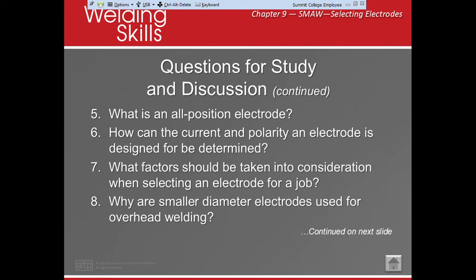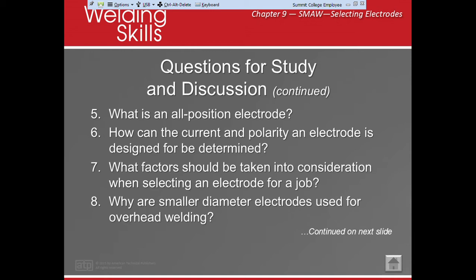Okay. When we look at an all-position electrode, is a low hydrogen electrode that is capable of producing sound welds with excellent notch toughness and high ductility in any welding position. How can the current and polarity an electrode is designed for be determined? Well, we're going to look at the last number, and then the current and polarity can be determined by the electrode coating, melt rate, and weld position.